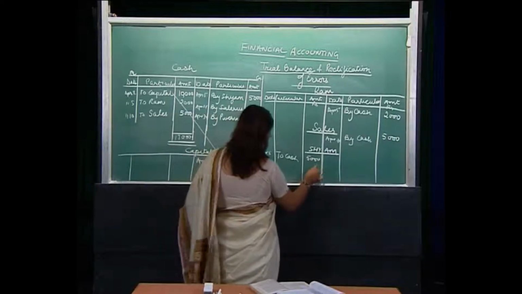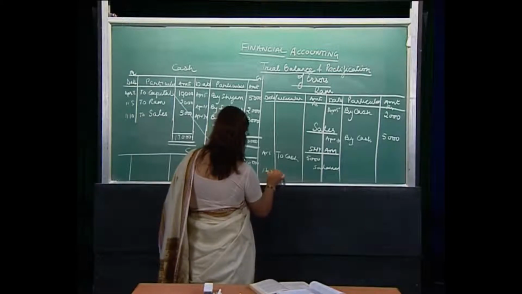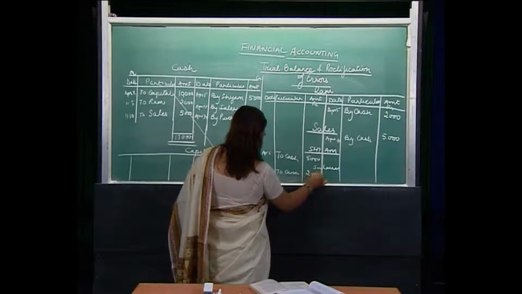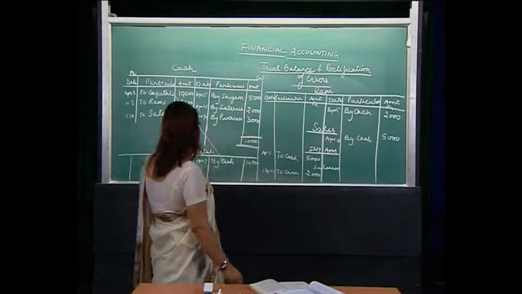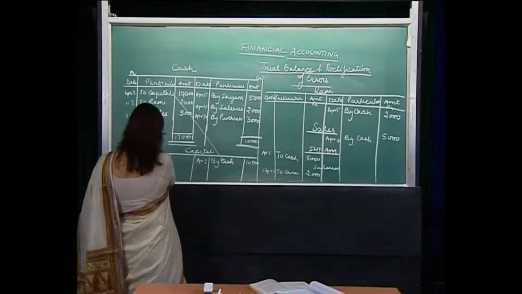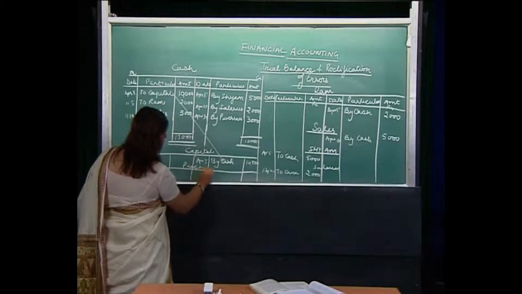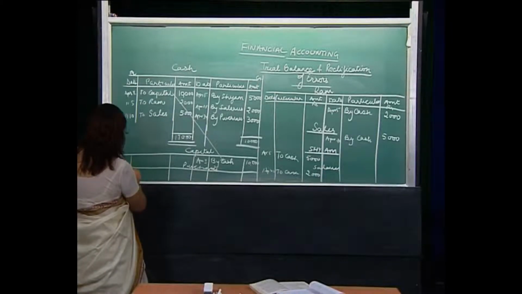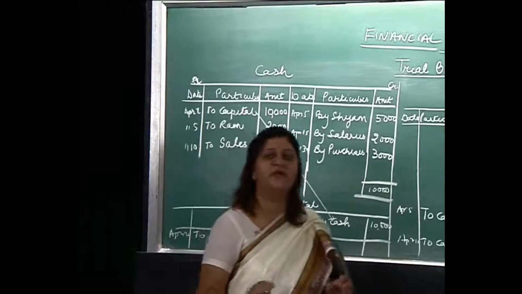Similarly salaries on April 15 to cash 2,000, and in the same manner we are going to open the purchases account as purchases to cash. For the sake of convenience I need to prepare it over here so that our posting completes. It will be April 30 to cash 3,000. Now there are two methods of preparing the trial balance.